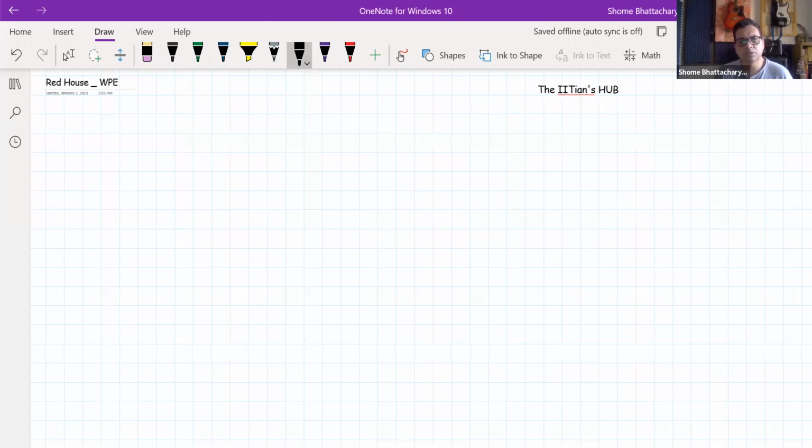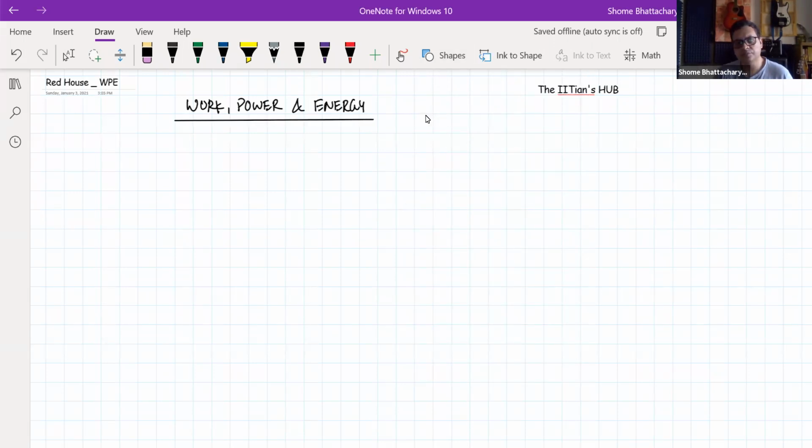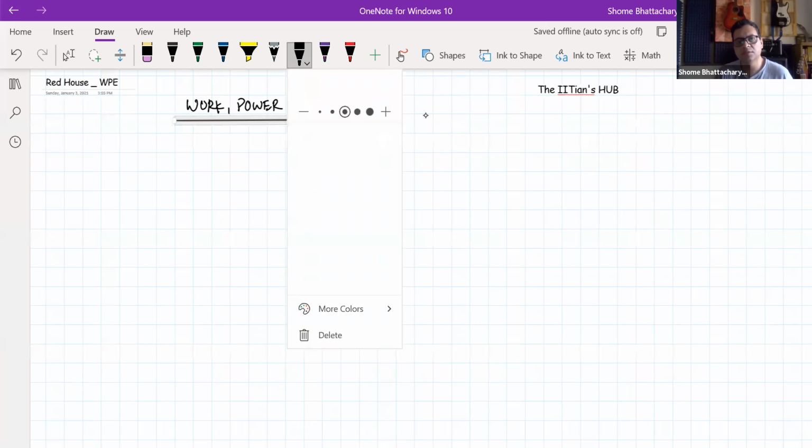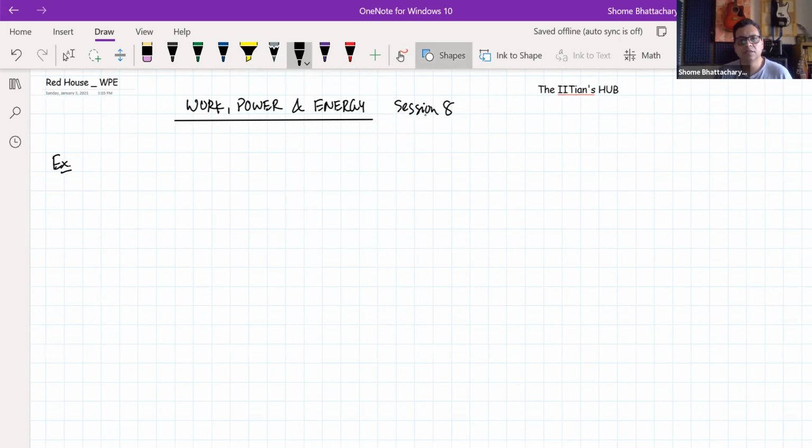Okay, so this is session number 8 for work power energy for us. So we'll be learning some critical new things in this session, but let's start by working on a few examples of conservation of energy and application of work energy theorem first. So let us start with an example where we will utilize a number of things, including constraint relations.